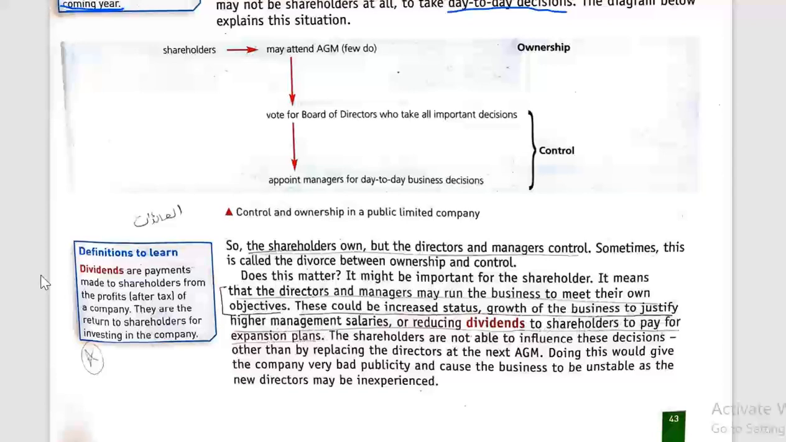In this part, we are going to explain what is meant by dividends, so please pay attention. What do I mean by dividends? Dividends are payments made to shareholders from the profits after tax of the company. They are returned to shareholders for investing in the company. The main aim of all these people when they invested in this company was to gain profit, to gain their money back. So when they invest in this business, they are waiting for dividends, which means dividing the profit after tax, and after taking out the tax from the profit, dividends will be given to these shareholders.